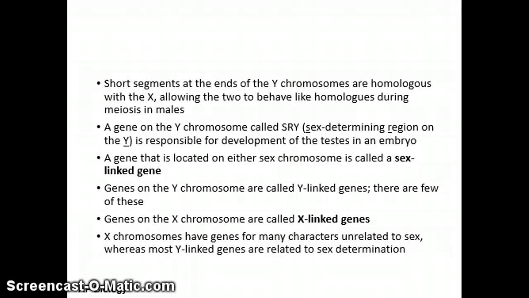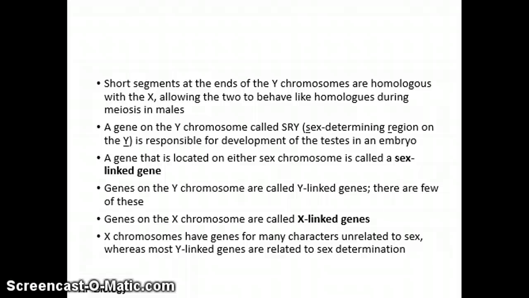There's a gene on the Y chromosome called the SRY, which is the sex-determining region on the Y. That's what is responsible for the development of testes in an embryo, and so that is what actually has the embryo develop into a male. And a gene that is located on either sex chromosome is called a sex-linked gene. If the genes are on the Y chromosome, we call them Y-linked. And if they're on the X chromosome, they're called X-linked.